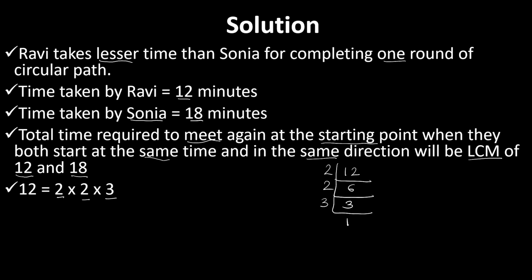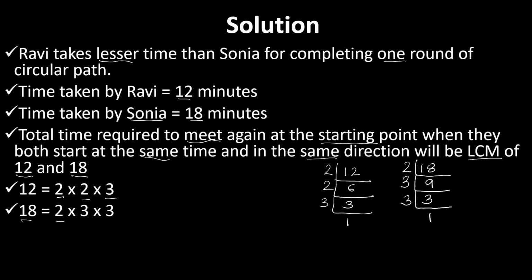Now let's see what about 18. We will prime factorize 18 also. 18 divided by 2 gives us 9. Again, 9 is not divisible by 2, so we divide 9 by 3 and we get 3 as a quotient. Again, dividing 3 by 3 gives us 1. So we can write 18 equals 2 into 3 into 3.